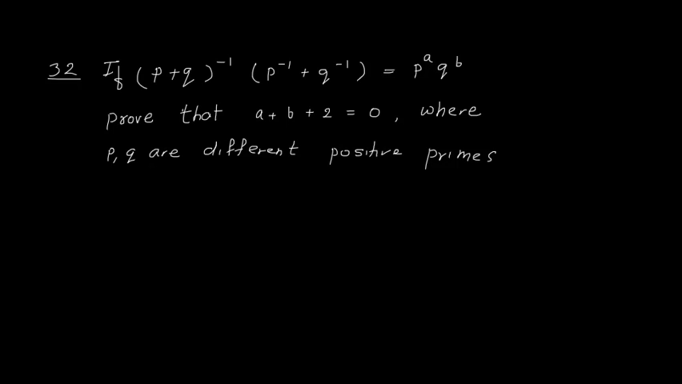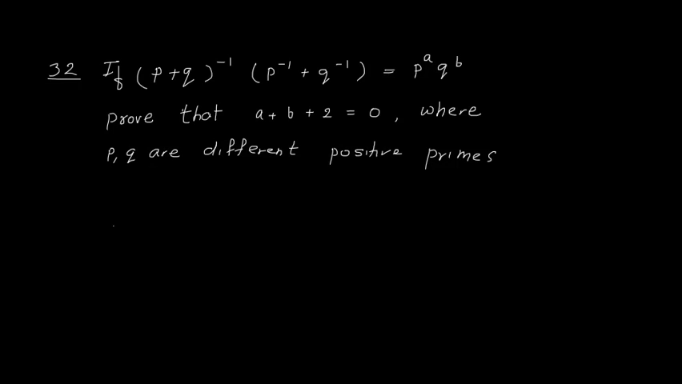Now let us see this 30-second question. The question is (p + q)^(-1) (p^(-1) + q^(-1)) = p^a q^b. We have to prove that a + b + 2 = 0. So let us solve this.